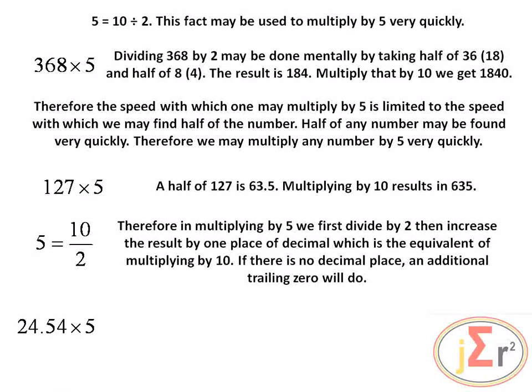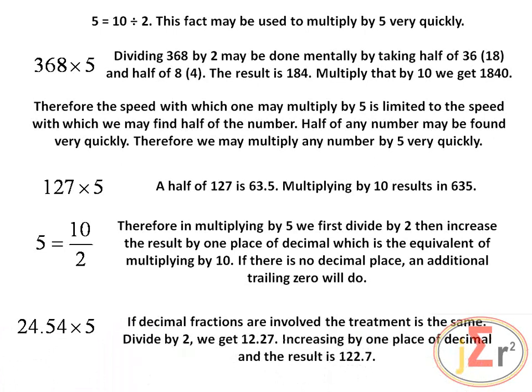Maybe we have an example of that right here. We have 24.54 to be multiplied by 5. So taking half of that, half of 24, half of 54. So half of 24 is 12, half of 54 is 27. 12.27, increasing by 1 place of decimal, and the result is 122.7, and that is our correct answer.